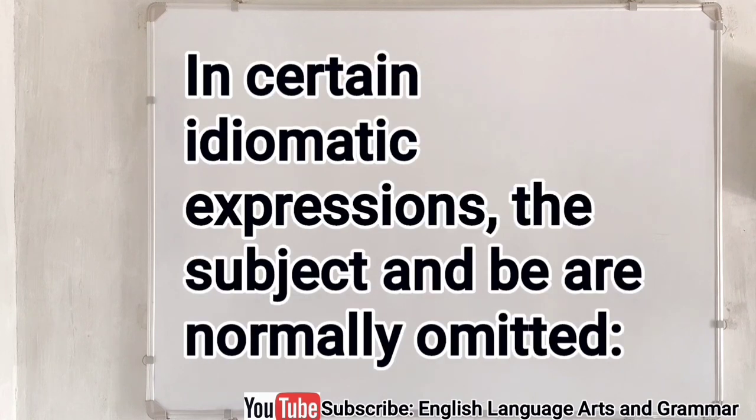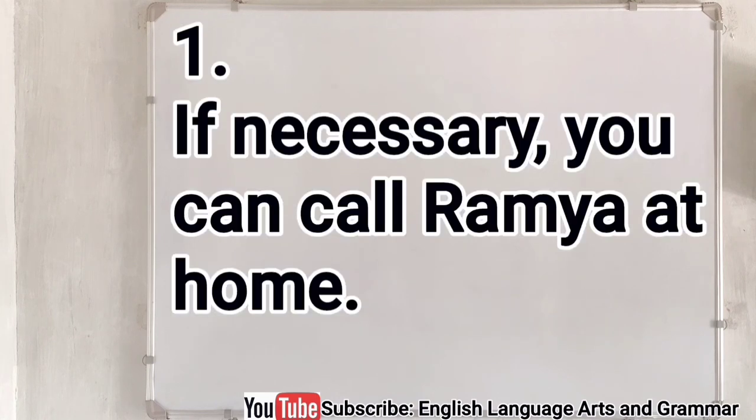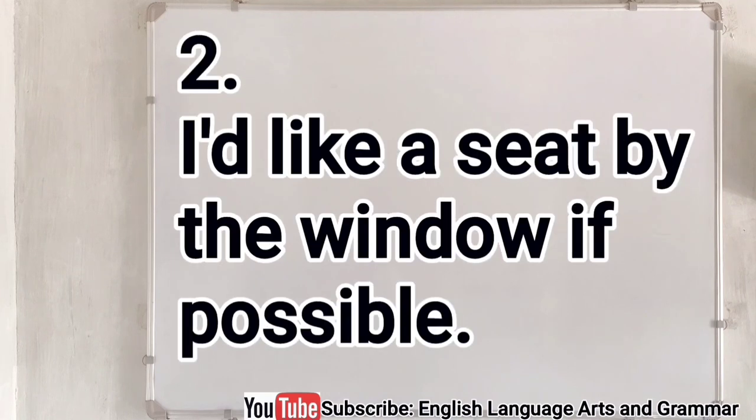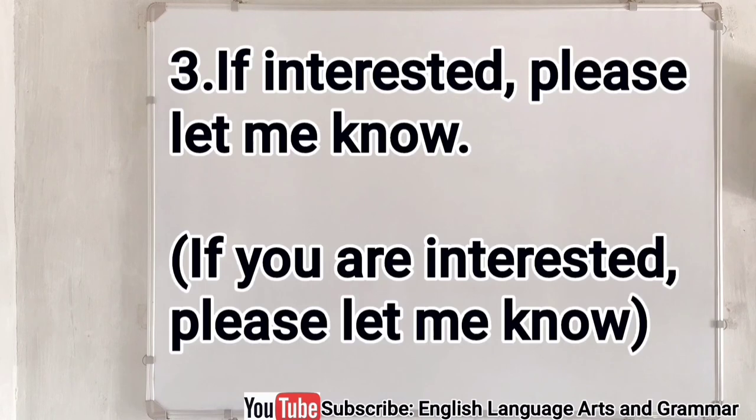It is also used in certain idiomatic expressions. The subject and be are normally omitted. Some examples. Example 1. If necessary, you can call Ramya at home. Example 2. I'd like a seat by the window if possible. Example 3. If interested, please let me know. Means if you are interested, please let me know.